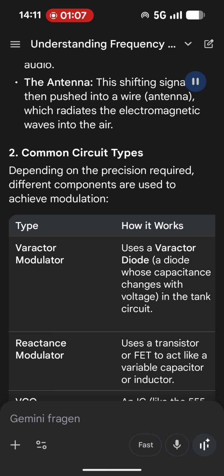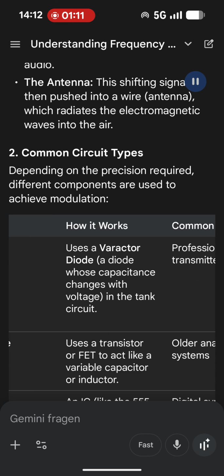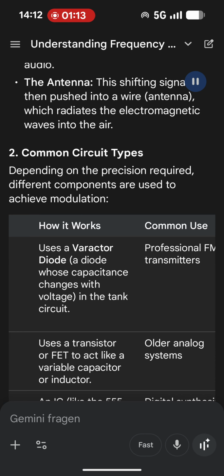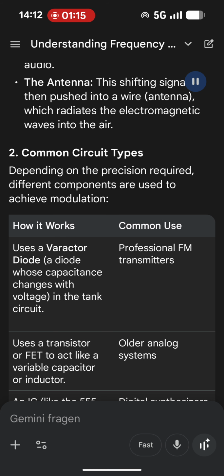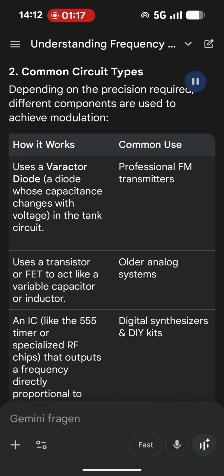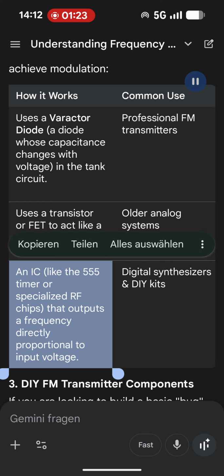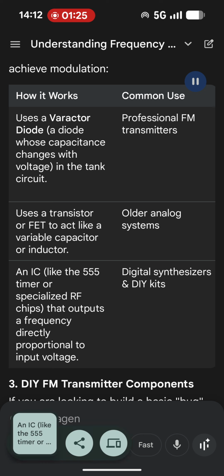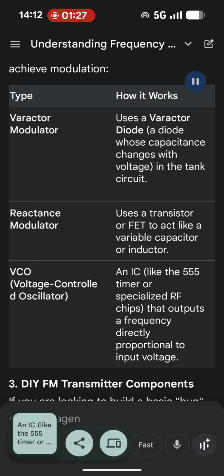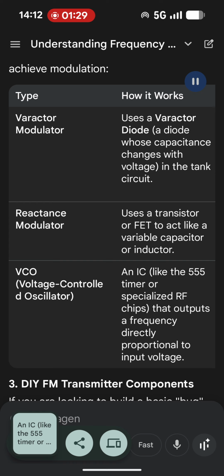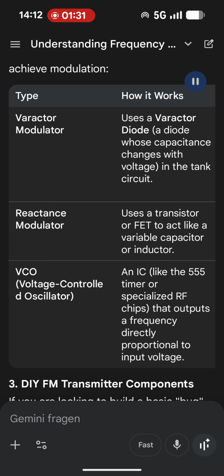2. Common circuit types. Depending on the precision required, different components are used to achieve modulation. Type, how it works, common use. Varactor modulator: uses a varactor diode, a diode whose capacitance changes with voltage, in the tank circuit. Used in professional FM transmitters. Reactance modulator: uses a transistor or FET to act like a variable capacitor or inductor.